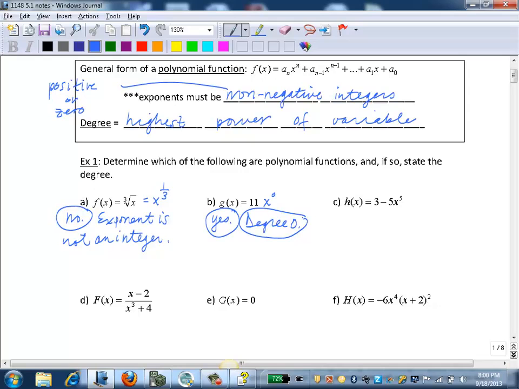Okay, part C, h of x equals 3 minus 5x to the 5th. So we can see we have a constant, and then we have an x to the 5th. So the highest power of the variable, the only power of the variable we see, is that 5th power. So that means yes, it's a polynomial function because that exponent 5 is a non-negative integer, and the only power that we see on the variable is 5, so this is degree 5.